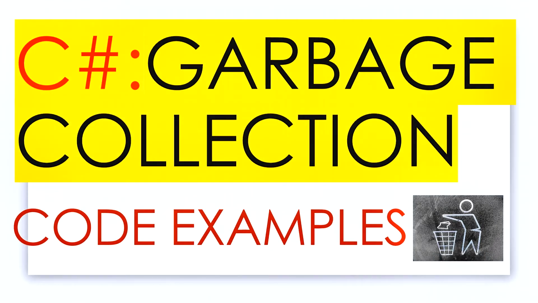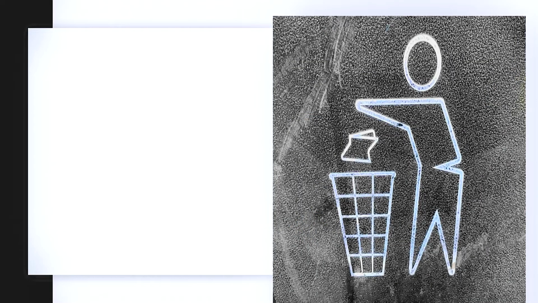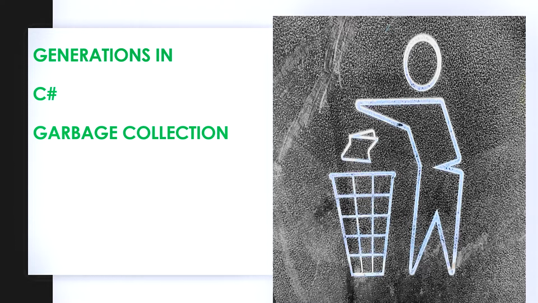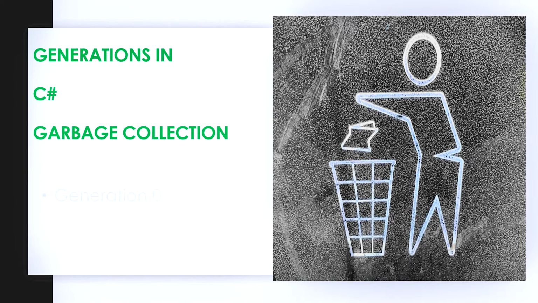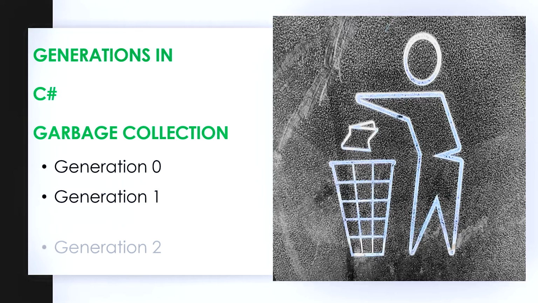Today we are going to see what is C# garbage collection with code examples. Come, let's do the deep dive. Garbage collection in C# happens in generations. Call them generation 0, generation 1, and generation 2.